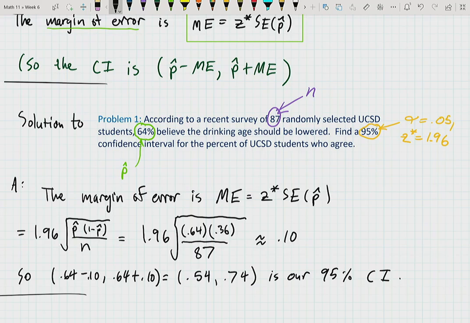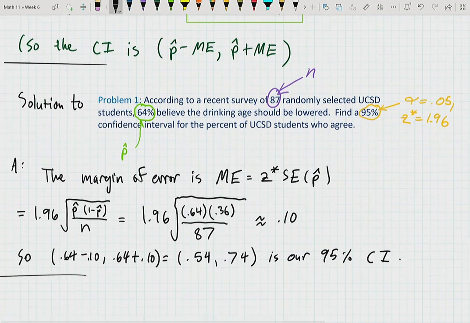Is the 10% condition satisfied here? I can do a quick check. Yeah, 87 times 0.64, that's bigger than 10, and 80. Okay, yes, right. I didn't even mention that, but yes, you were right. I just assumed that the population of UCSD students was way more than 10 times 87. Okay, so what's the interpretation of this?